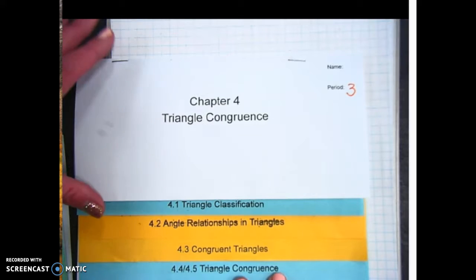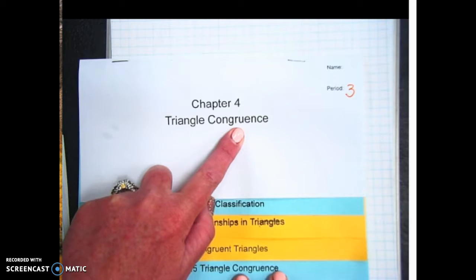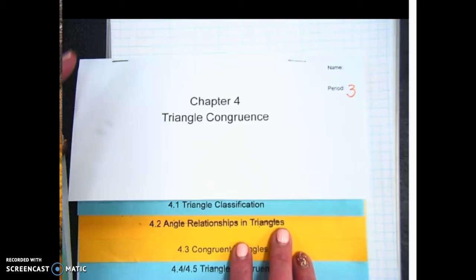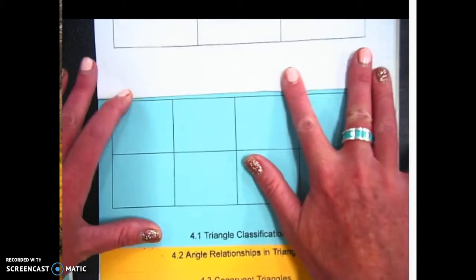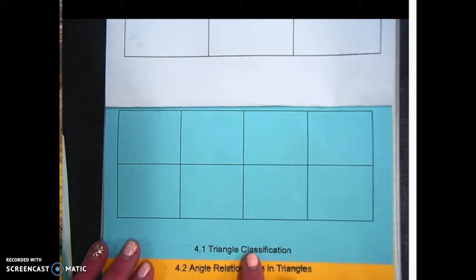All right, so eventually in chapter 4, we're going to get to this thing called triangle congruence. So congruence means that two triangles are the same. But before we do, we're going to start with triangle classification. So go ahead and open up to the blue flap that says 4.1 triangle classification.